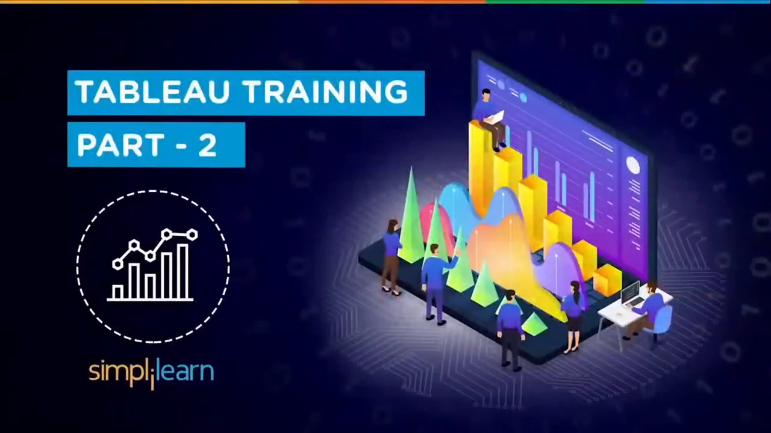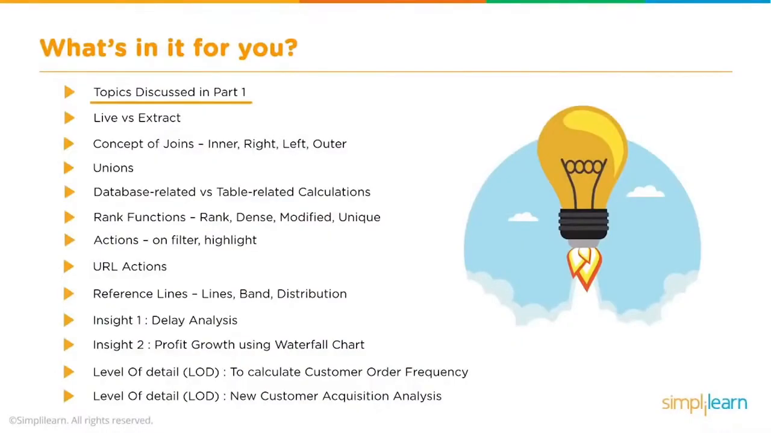Welcome to Tableau Training Part 2. We will be learning about the topics we discussed in Part 1, live versus extract data sources. We'll talk about joins and unions, and we'll look at table calculations. We'll look at the rank functions, and we'll look at actions, specifically URL actions. We'll talk about reference lines and bands. We'll look into some insights in the data, such as delay analysis. Also, we'll learn how to build a waterfall chart. And then finally, we will learn about level of detail calculations while making 2 different visualizations.